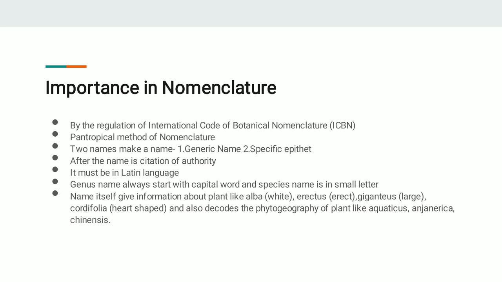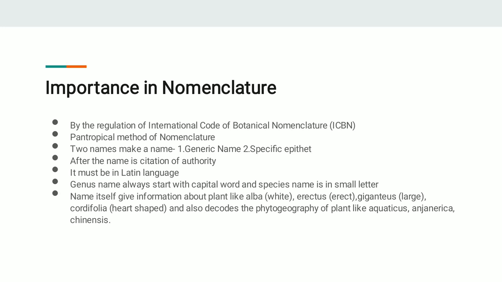There are various rules. After the name, the citation of authority is mentioned, like at the end of the botanical name, L is there, that is called Linnaeus citation authority. Roxb. means Roxburghii. Then the name must be written in the Latin language only. If you are writing, then it is in italic form. If you are typing, then it is in underlined format. The generic name or genus name always starts with a capital letter and the species name is entirely in small letters. It is the main criterion to write the botanical or zoological name.